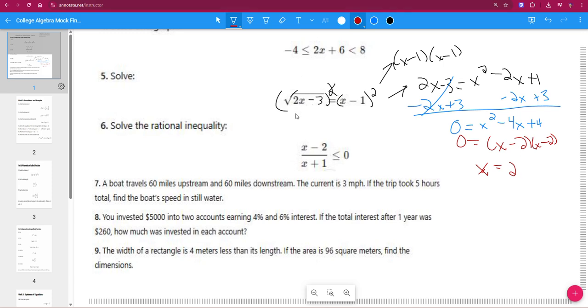And remember, I have a square root here, so I need to plug into my original equation. Let's check that carefully. When I plug in x equals 2 where x is, that gives me the square root of 2 times 2 minus 3 equals 2 minus 1. If I type this in my calculator, that'll give me 1 equals 1. So this is a solution.